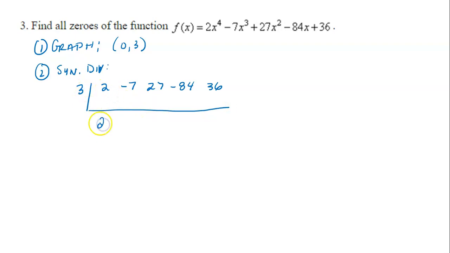So 3 times 2 is 6. That's negative 1. 3 times negative 1 is negative 3. That's 24. 3 times 24 is 72. Negative 84 plus 72 gives me negative 12, which gives me negative 36, which gives me 0. So 3 is definitely a root.